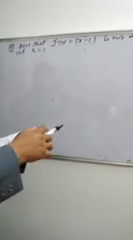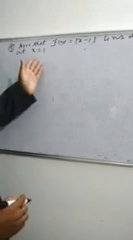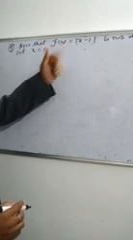Now consider exercise 5.2, page number 166, question number 9. Prove that the function f of x is equal to modulus x minus 1 is not differentiable at x is equal to 1. It is similar to the previous example, where f of x is equal to modulus x minus 1. So you have to prove that it is also not differentiable at x is equal to 1.